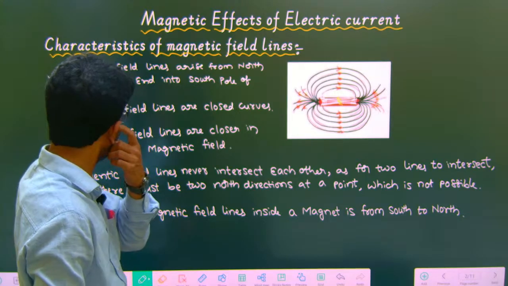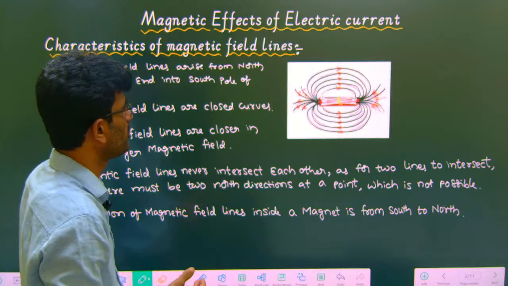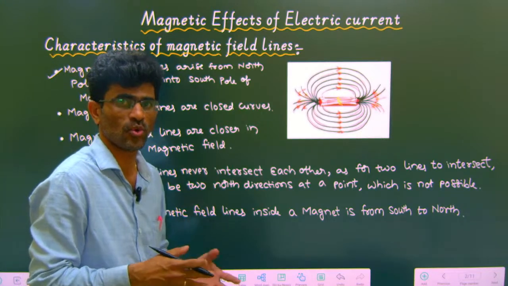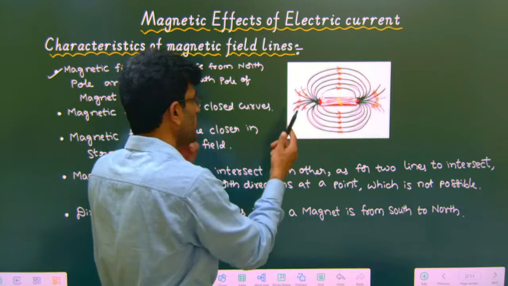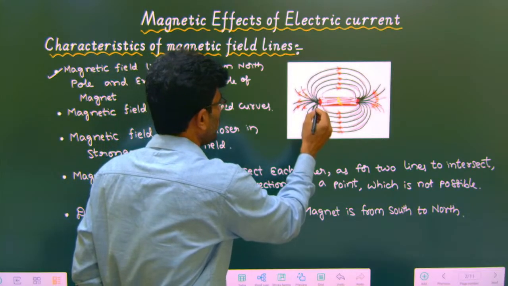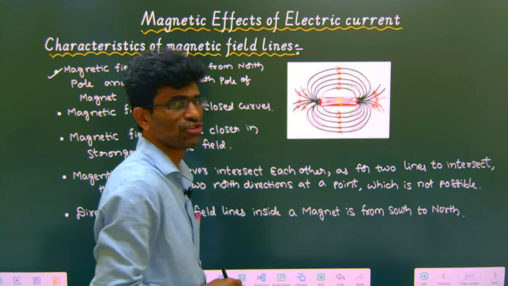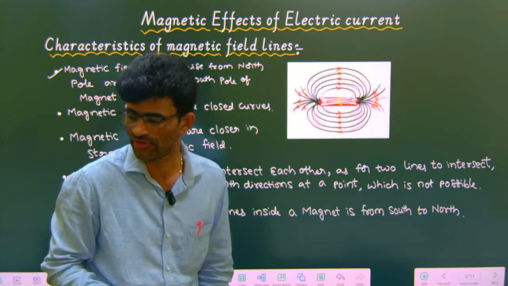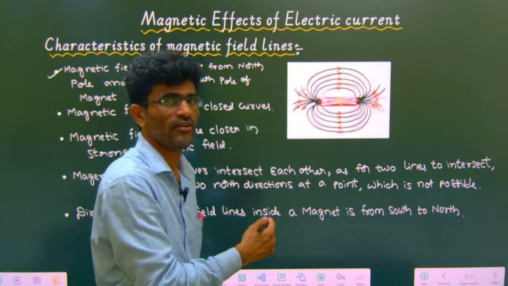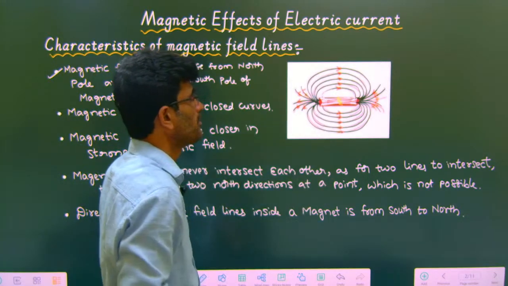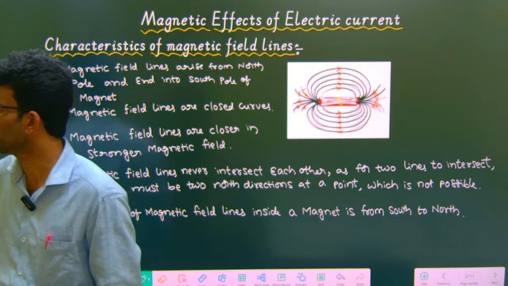Third one, where magnetic field lines are closer, the magnetic field will be stronger. Where the magnetic field lines are close, their magnetic field will be strong. For example, if you see near the pole, all these magnetic field lines are very close. So here the strength of the magnetic field will be high. It will be so strong at the pole. Whereas when you are going away, magnetic field lines are far away, so the strength of the magnetic field will be less.